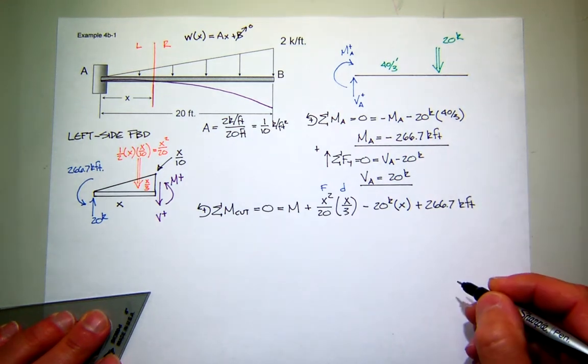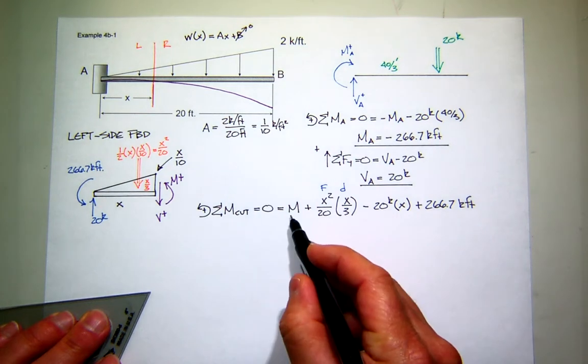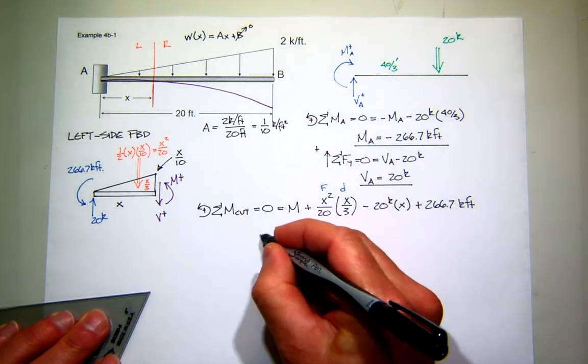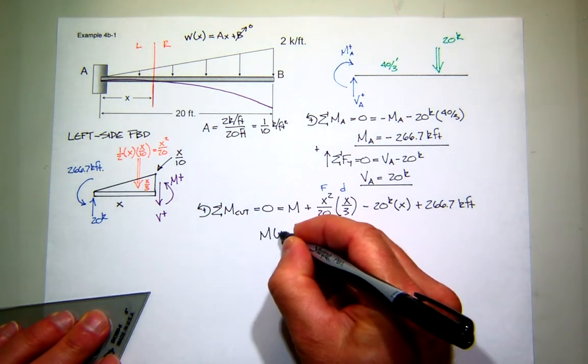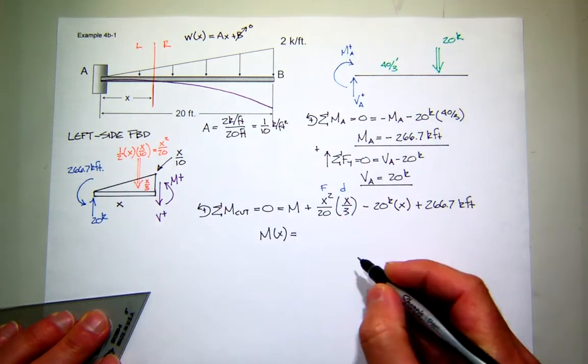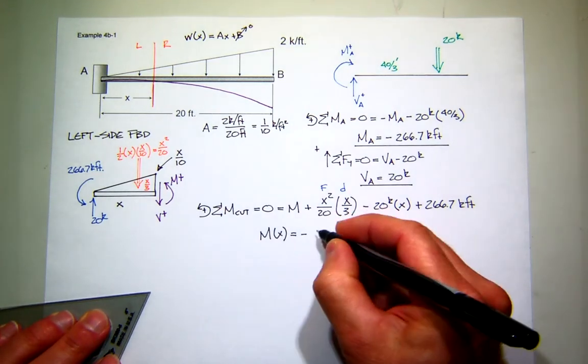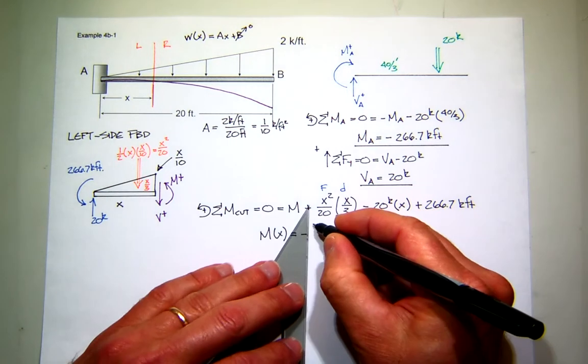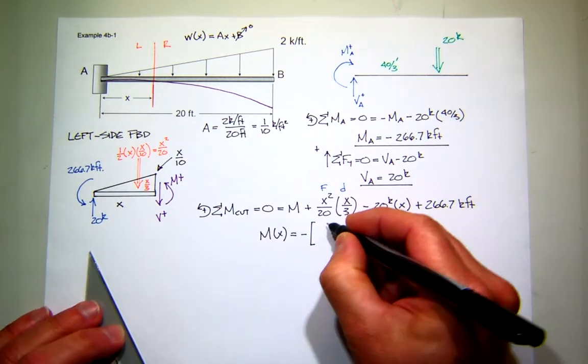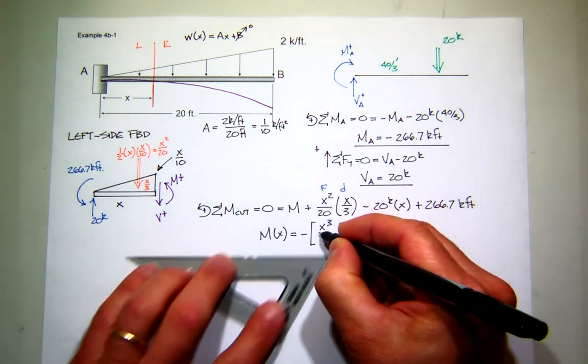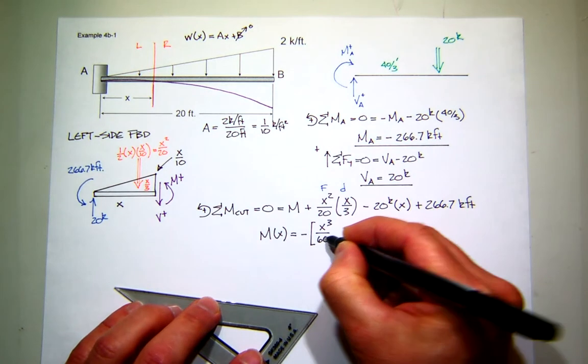So what don't I know? Moment. So solve for the moment. So the moment now is going to be a function of x, and it's going to be equal to this first term will be, I'll put the units on the outside. So it'll be x cubed over 60.